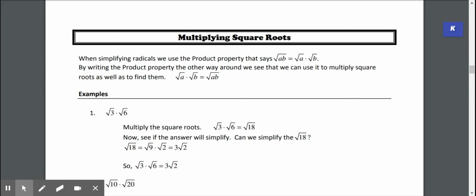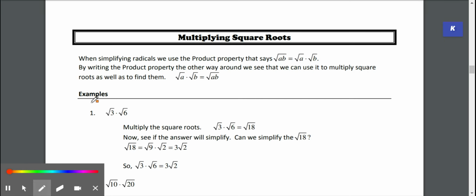Okay. After we've completed this, we're going to have the square root of 18 and we're going to see, is this simplified? When we look at it and we know our perfect squares that are less than 18, we've got 4, 9, and 16, and that's it. And 18 is divisible by 9. So we can break that up into square root 9 times square root 2. The square root of 9 you can take, and the square root of 9 is going to give you 3. So 3 square root 2 is going to be the simplest radical form of root 3 times root 6.